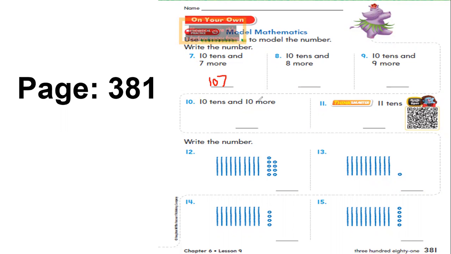Now, question number 8 is also the same. We have 10 tens and 8 more. That is 10 groups of 10 becomes 100. And then we have 8 more. So that becomes the number 108. Then we have question number 9. 10 tens and 9 more. So that is 109. 100 is group of 10 and then we have 9 ones. That is 109.